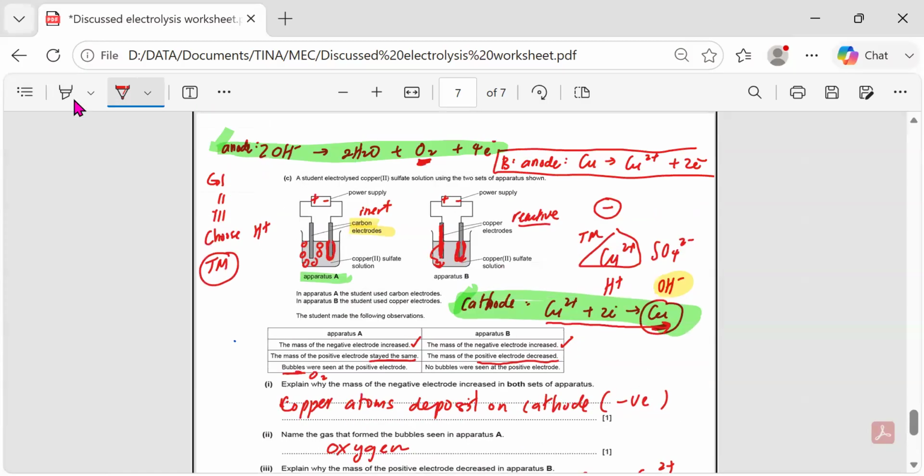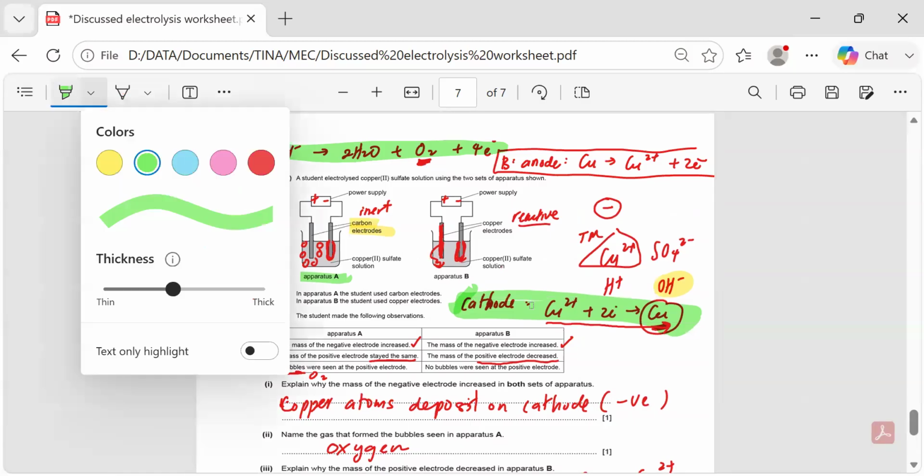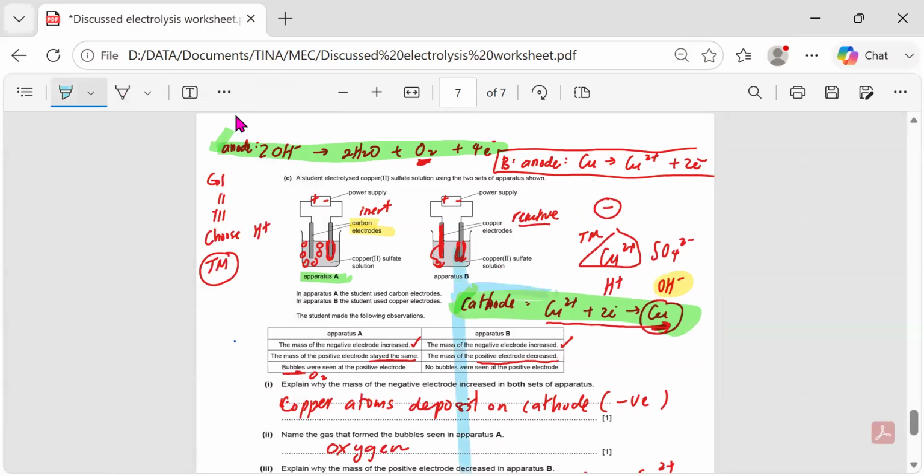No, you look at this. This is for apparatus B. This is the cathode. And this is the anode. Copper becomes copper ion. Copper ion becomes copper. One copper becomes copper ion. One copper ion taken out becomes copper. Does the concentration inside change or not change? I put one in, I take one out. Change or no change? No change.